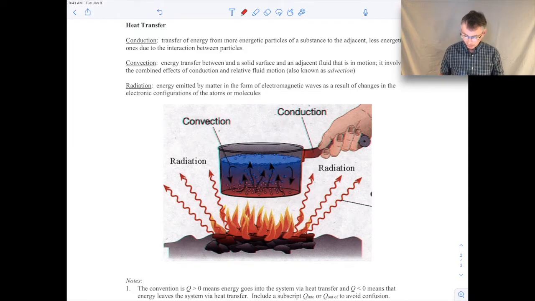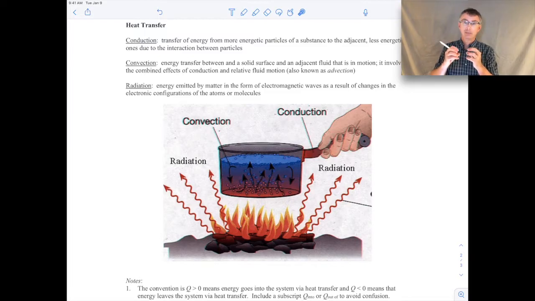So there are three types of heat transfer: conduction, convection, and radiation, and they're all illustrated in this picture here. Conduction is the transfer of energy from more energetic particles of a substance to the adjacent, less energetic ones due to the interaction between particles.